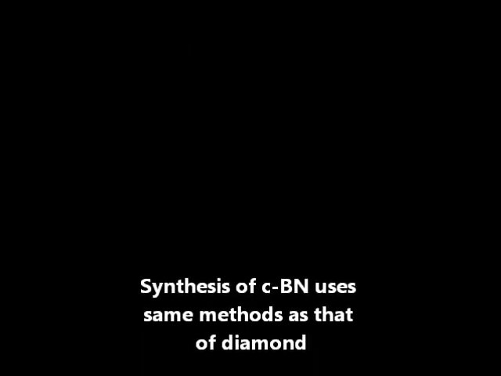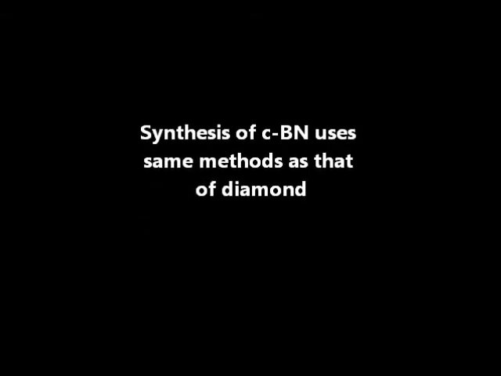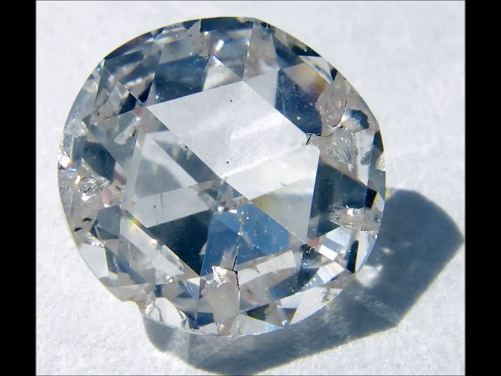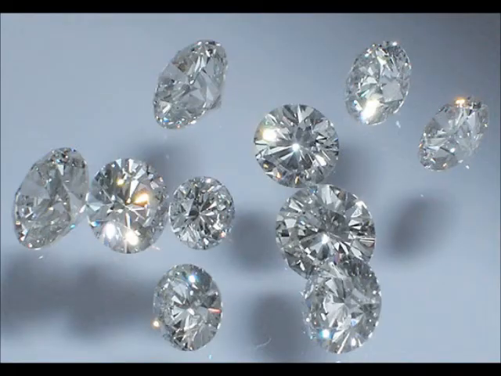So let's talk about the preparation of c-BN, the cubic boron nitride. Synthesis of c-BN uses the same method as that of the diamond. c-BN, cubic boron nitride, is produced by treating hexagonal boron nitride at high pressure and high temperature, much as synthetic diamond is produced from graphite.